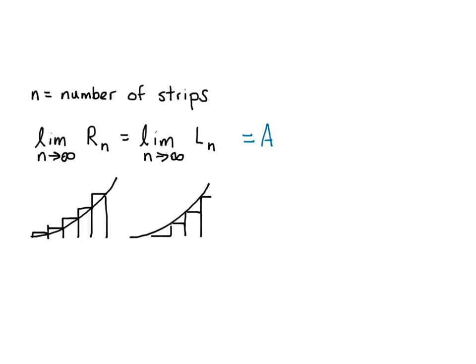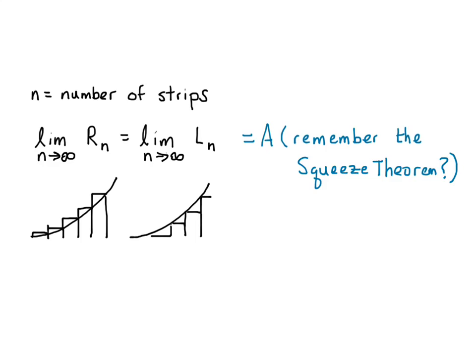Okay, so it's going to equal the area. So remember the squeeze theorem. The right sum is always going to be a little bit above, the left sum is going to be a little bit below for this function.